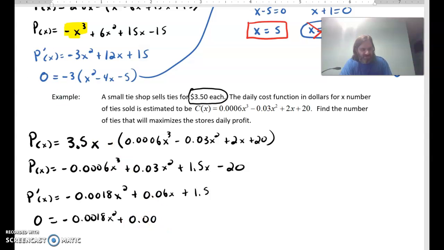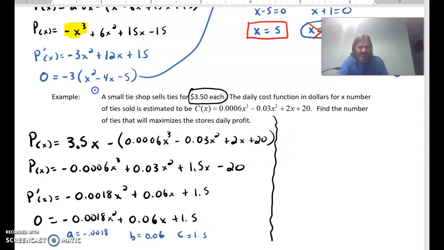Oops, too many zeros. But we're setting our derivative equal to 0. I think the best thing for me to do here is to use the quadratic formula. So my quadratic formula here, the a would be negative 0.0018, the b would be 0.06, and the c would be 1.5.